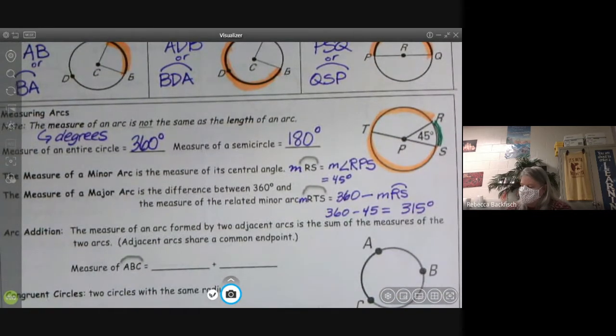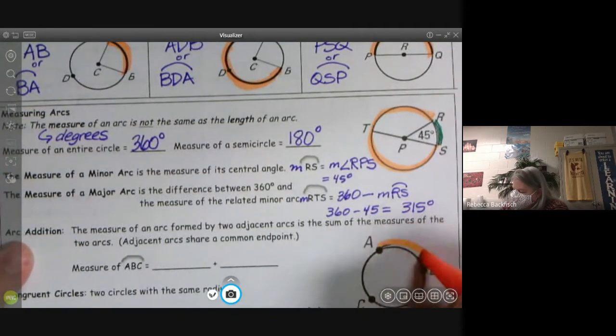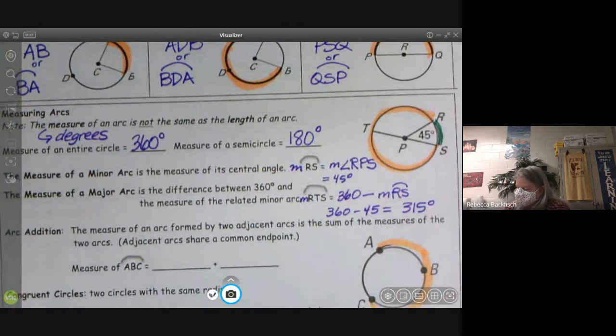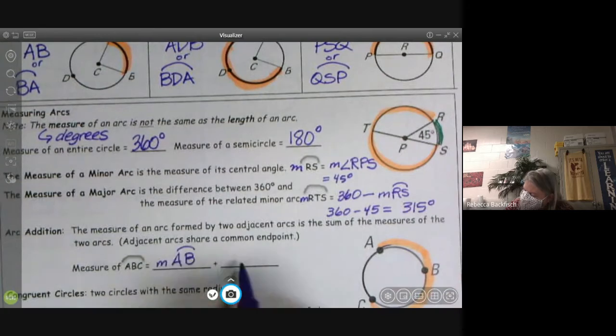All right, the next one is almost like angle addition. It's kind of intuitive. If I needed to put 2 arcs together, I would add them. That's what it's basically saying. The measure of an arc formed by 2 adjacent arcs next to each other is the sum of the measures of the 2 arcs. Adjacent arcs are arcs that share a common endpoint. So in other words, the measure of arc ABC is the measure of arc AB plus the measure of arc BC. That's all they're saying.